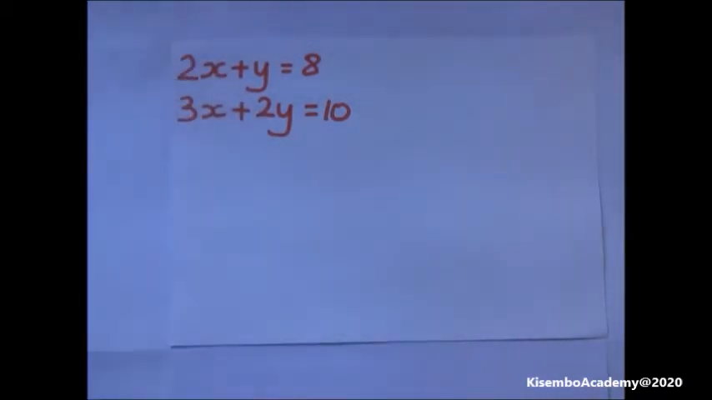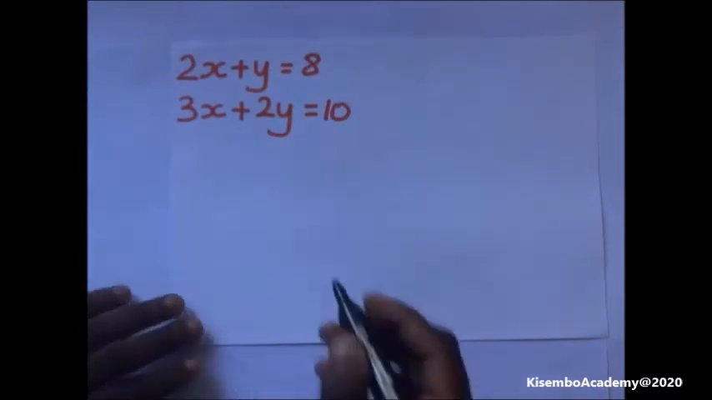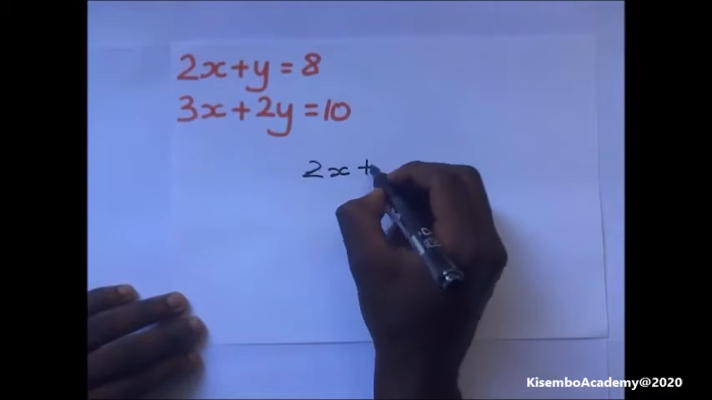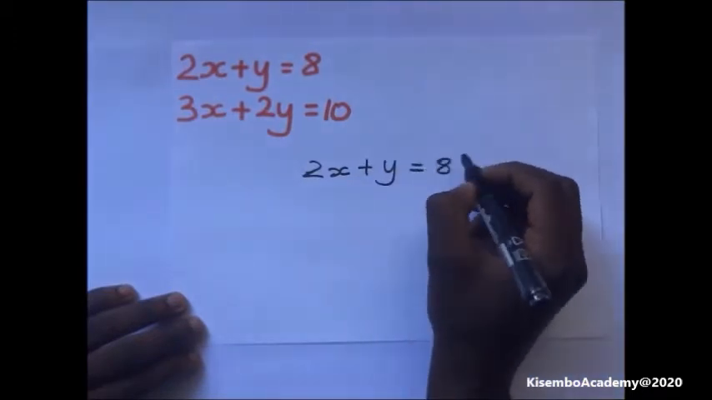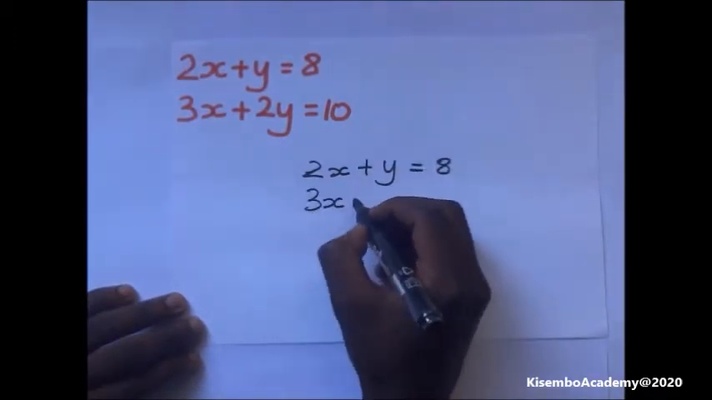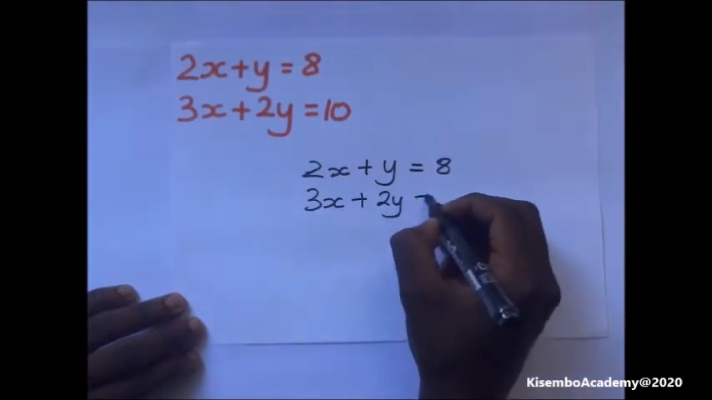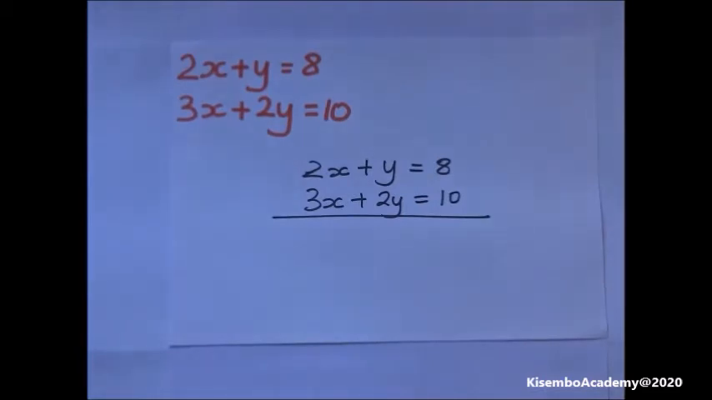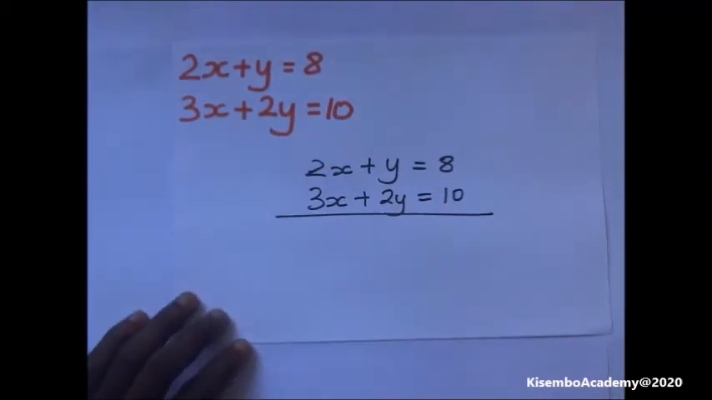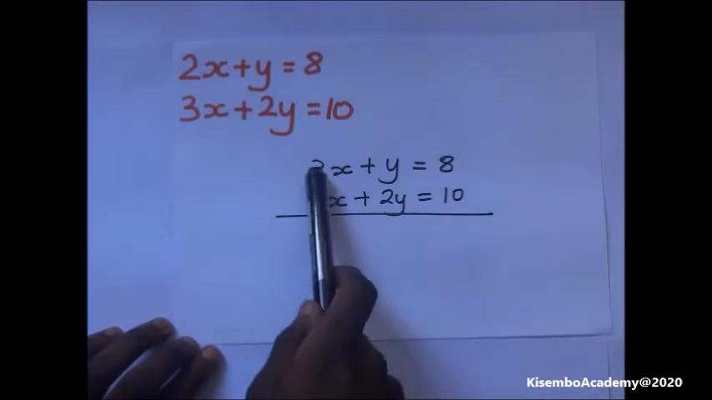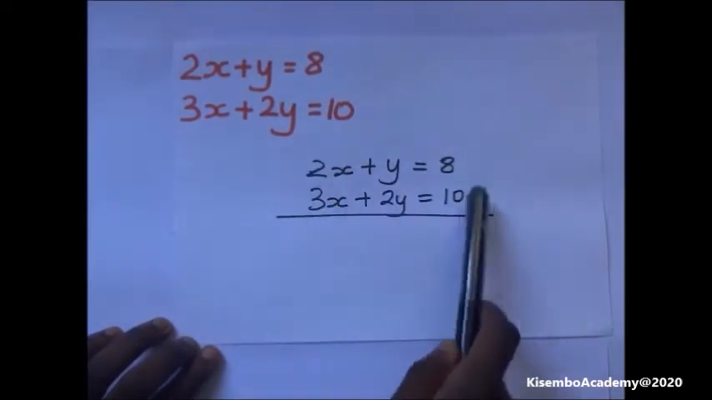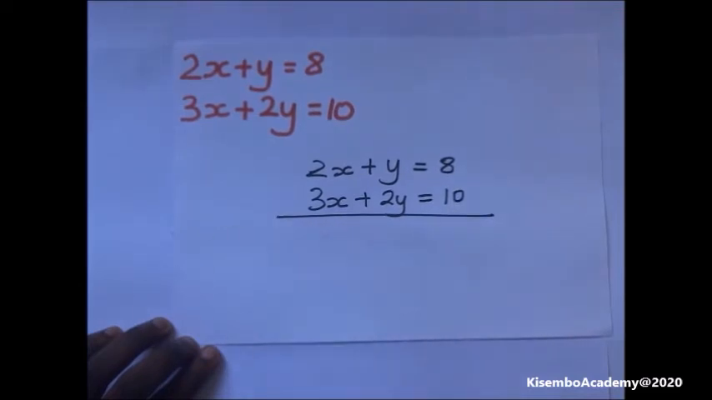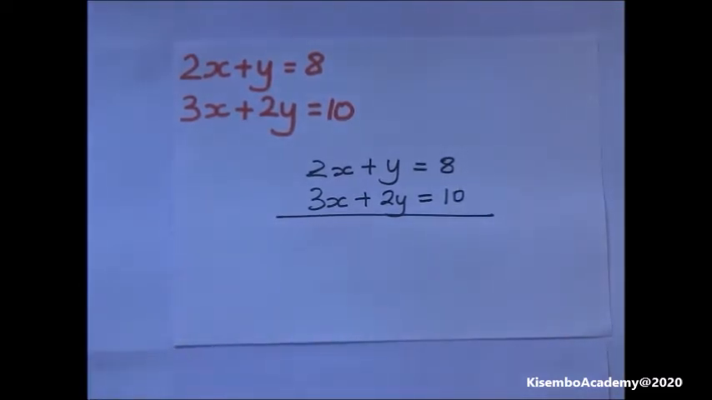We can eliminate either x or y, depending on us. So this is how we do it. It's going to become 2x plus y is equal to 8, and 3x plus 2y is equal to 10. So we are supposed to eliminate one of them. The elimination is supposed to be in such a way that when you either add this equation to that equation or subtract this minus that, you get 0 for the variable you want to eliminate.